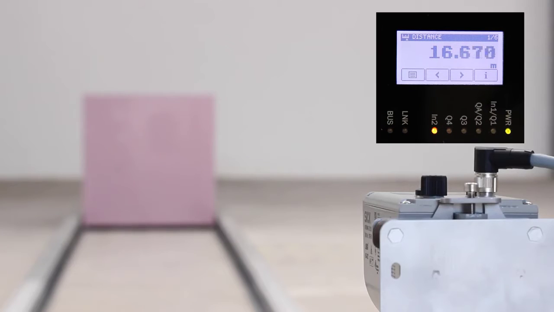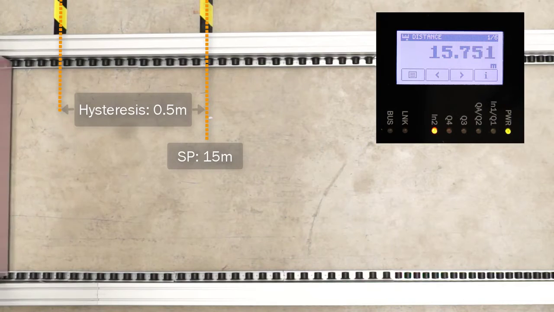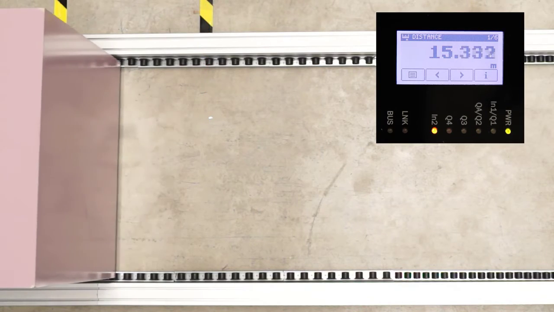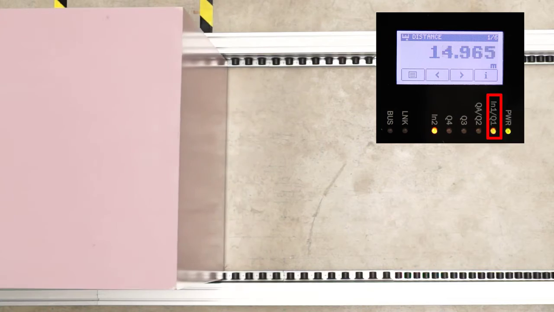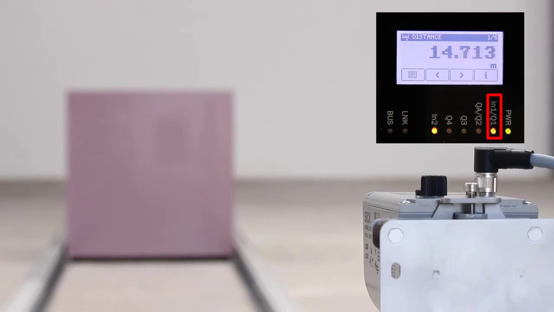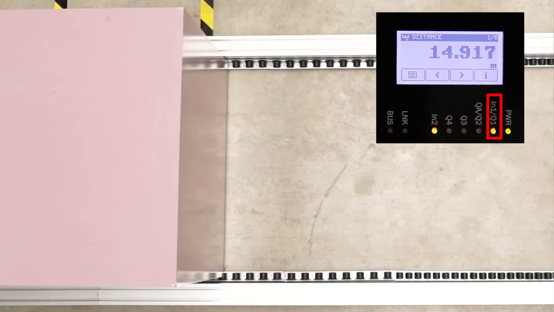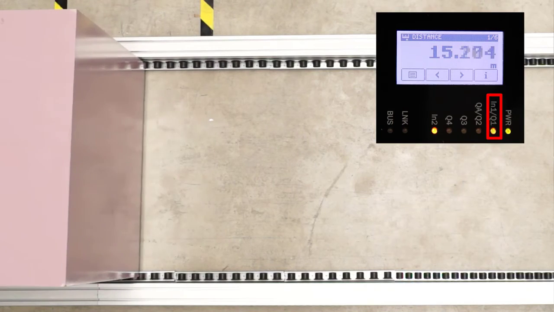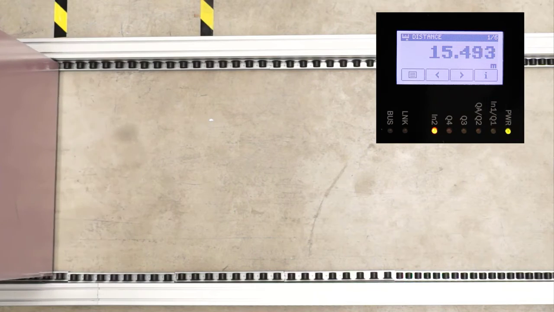Now we demonstrate the configured switching function DTO. The switching state is active if the measured distance is below 15 meters. The hysteresis is configured with 0.5 meters, which means that the inactive state is toggled when the object exceeds a distance of 15.5 meters.